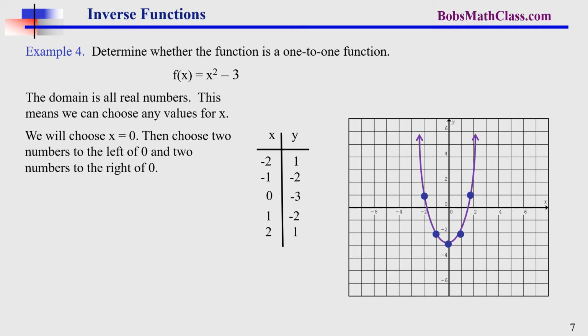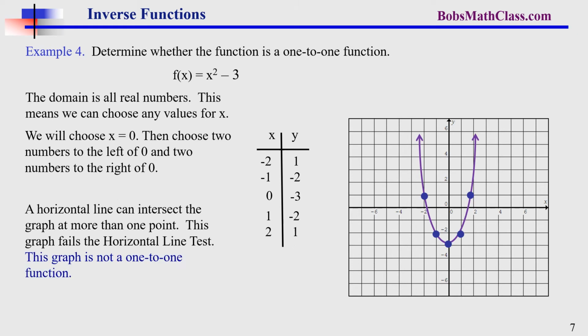So now we perform the horizontal line test. A horizontal line can intersect this graph at more than one point. So this graph fails the horizontal line test. Therefore, it is not a one-to-one function. This is a little good review on graphing.